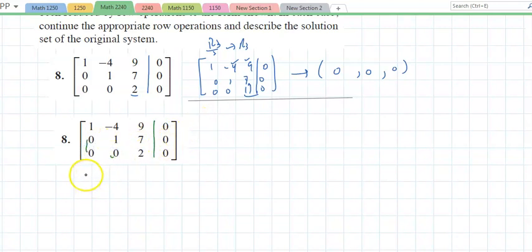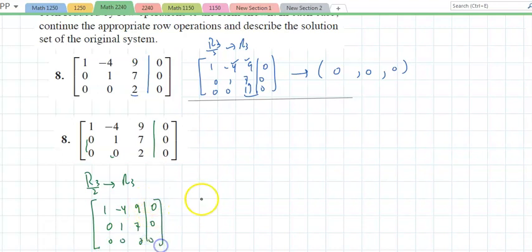If I take, first step, row 3 divided by 2, put the result in row 3. That would mean I'm looking at 1, negative 4, 9, 0, 0, 1, 7, 0, 0, 0, 2, 0. Next step. If I make that a 0 and that a 0, oh, look at that. I love it when I say something and I just copy it down. So, to make this a 0, I'm going to take negative 7, row 3, plus row 2, put the result in row 2. Leave some space.